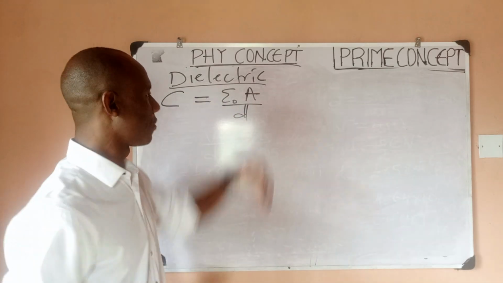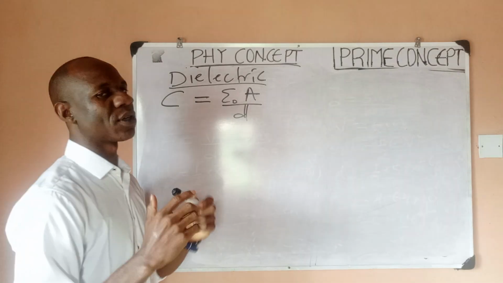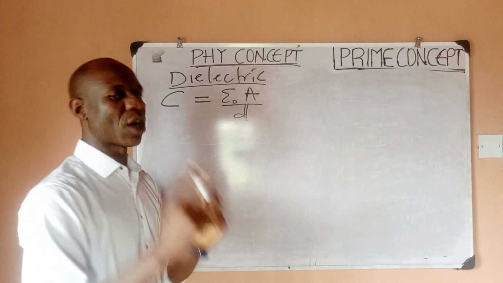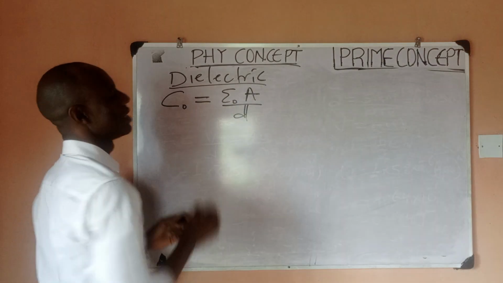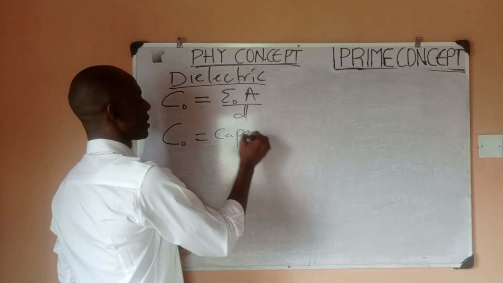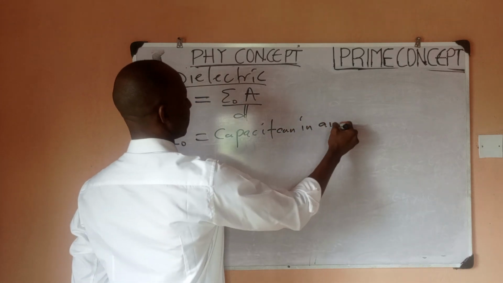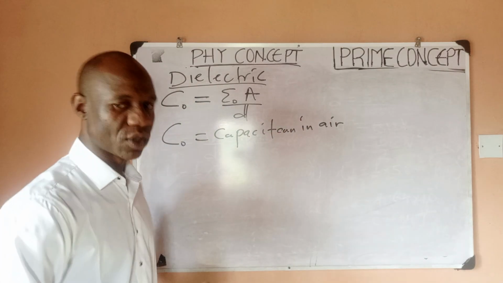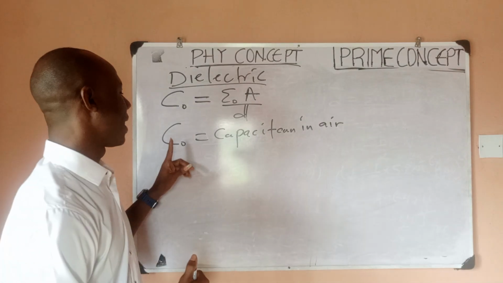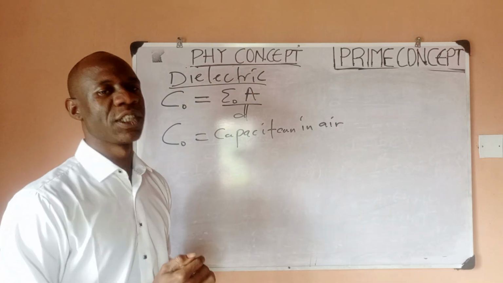For the sake of including a dielectric, we're going to call the capacitance of a capacitor when the medium of separation is air C naught. So C naught is the capacitance in air. When the medium of separation between the plates is air, the capacitance will be considered as C naught. Remember, epsilon naught is the permittivity of free space.